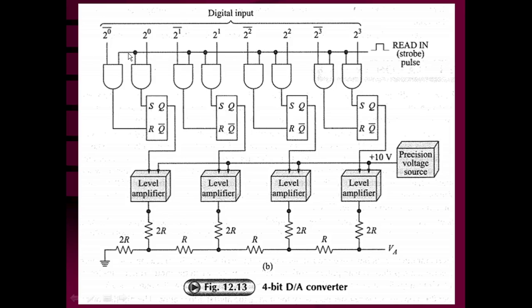On the other hand, if the LSB is going to be low, that means the 2 raised to 0 bit input is going to be low, but the 2 raised to 0 bar input is going to be high. When this read-in line is going to be high, R is going to be 1, S is going to be 0, the flip-flop is going to be reset and Q becomes 0 or low. That means the output of this level amplifier is going to be low. So the LSB to this binary ladder network is going to be low.